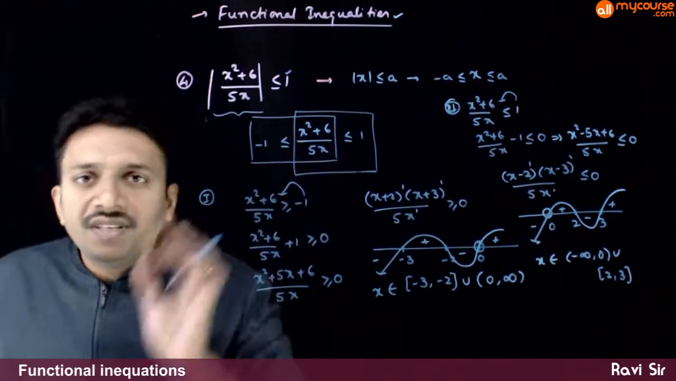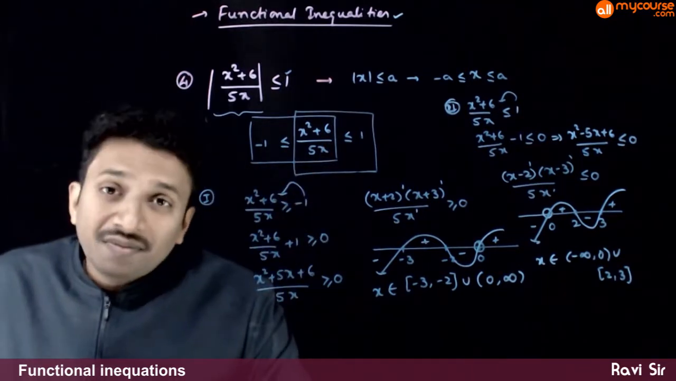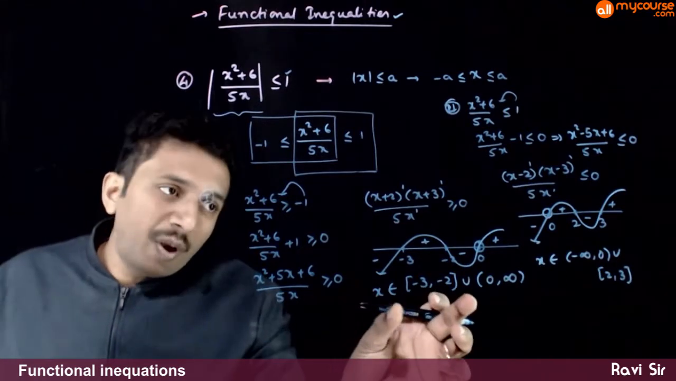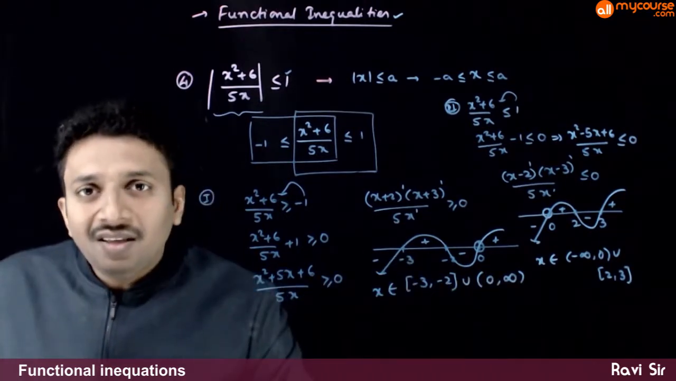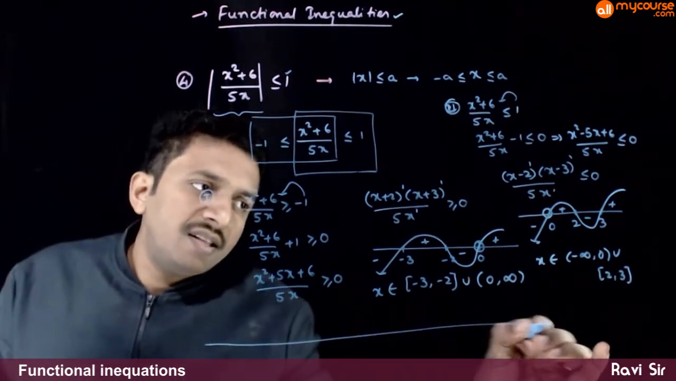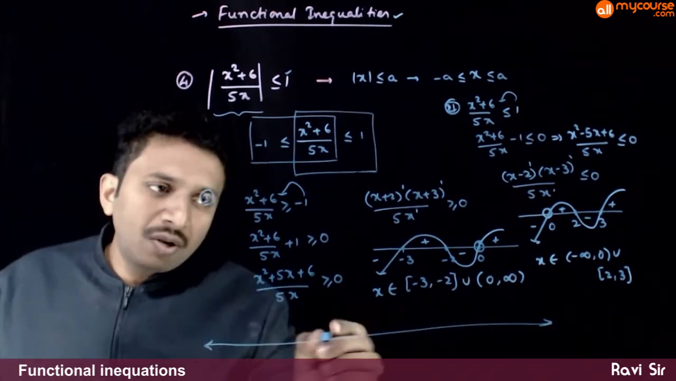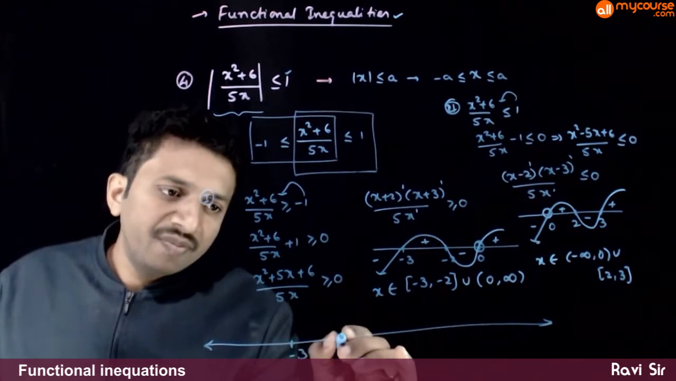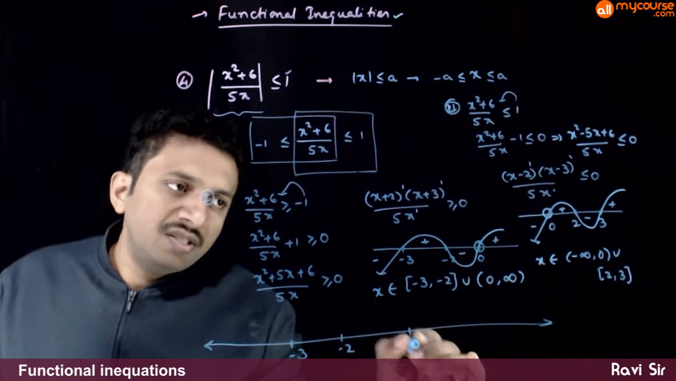This is the solution for the first inequality. So let us find the common solution. So for the common solution, let me plot both of these on a single real number line. So if you take the real line, the first solution is minus 3 to minus 2. You have minus 3 here, minus 2, 0.